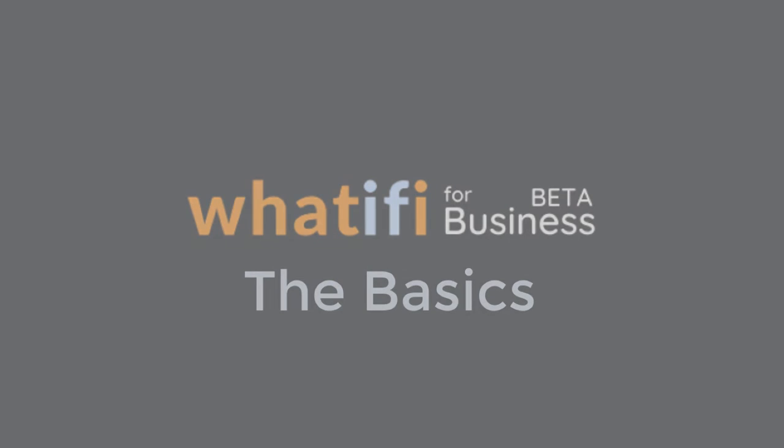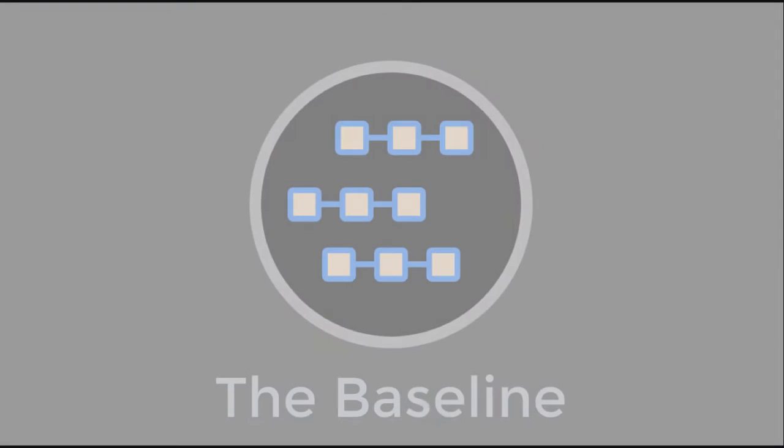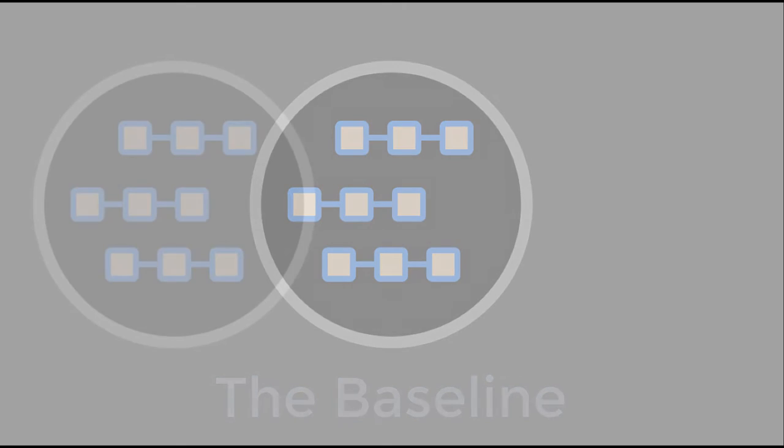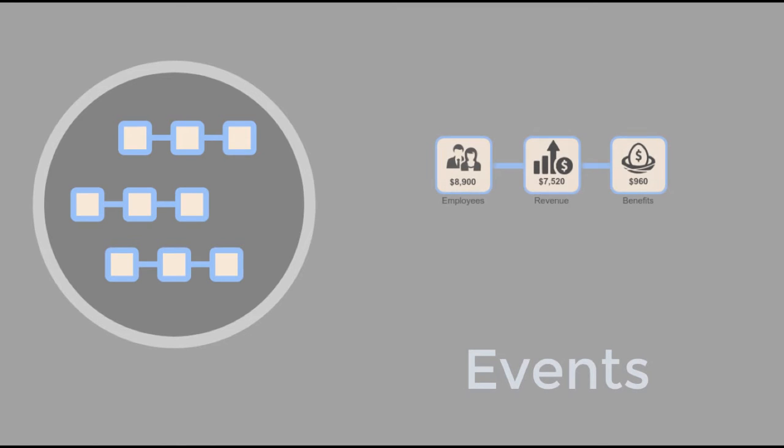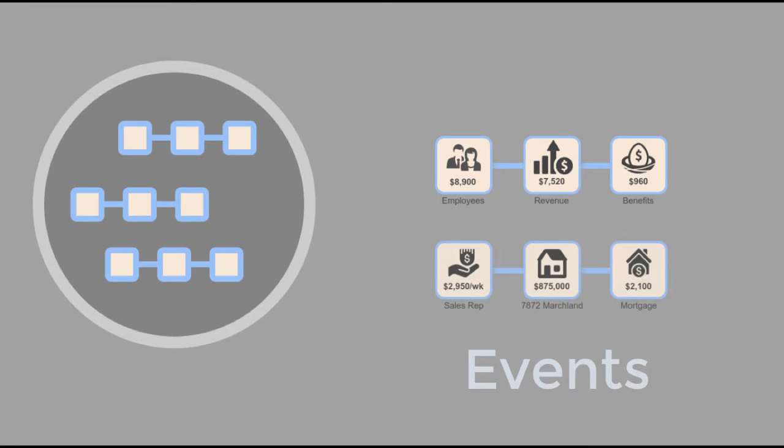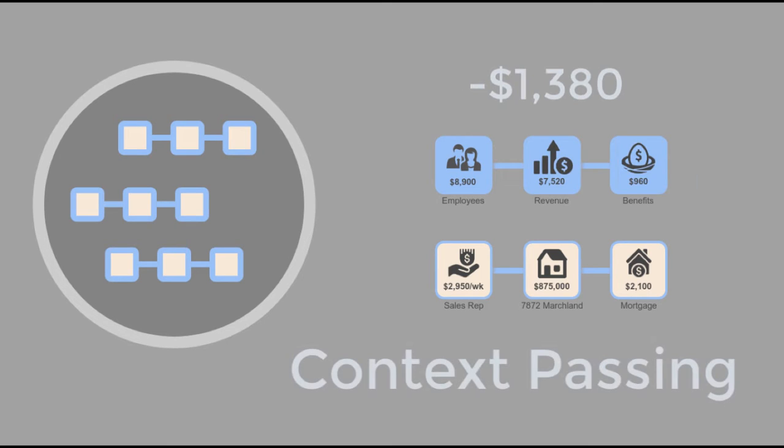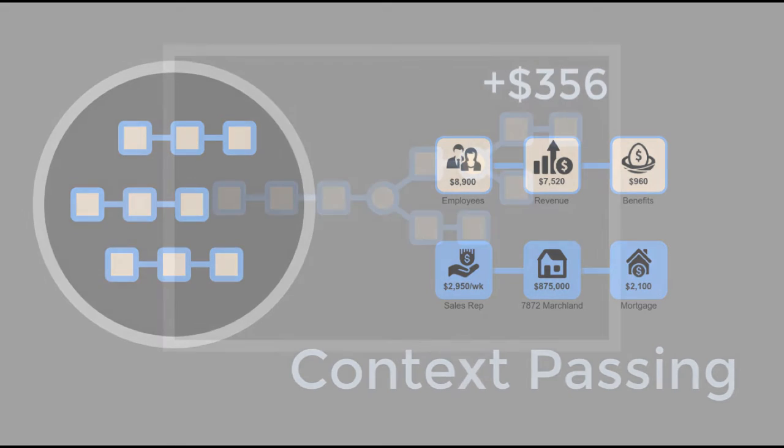So first, some basics. Every scenario and every plan begins with the baseline. A baseline is like a profile that contains events or nodes, for example, employee, revenue or benefits, a house, a mortgage, a job. Everything in the baseline is real and current. By connecting these events together, we pass calculations and metadata downstream to subsequent events. We call this context passing.